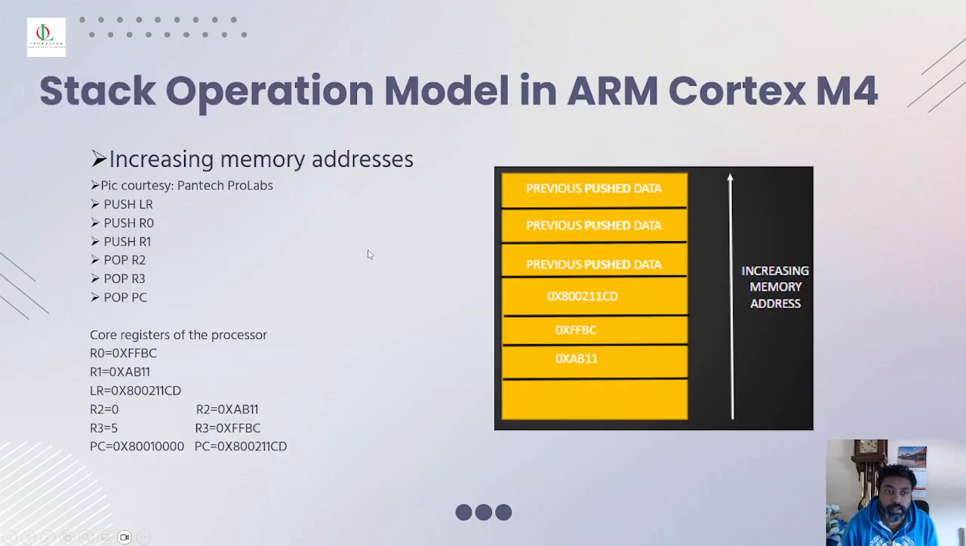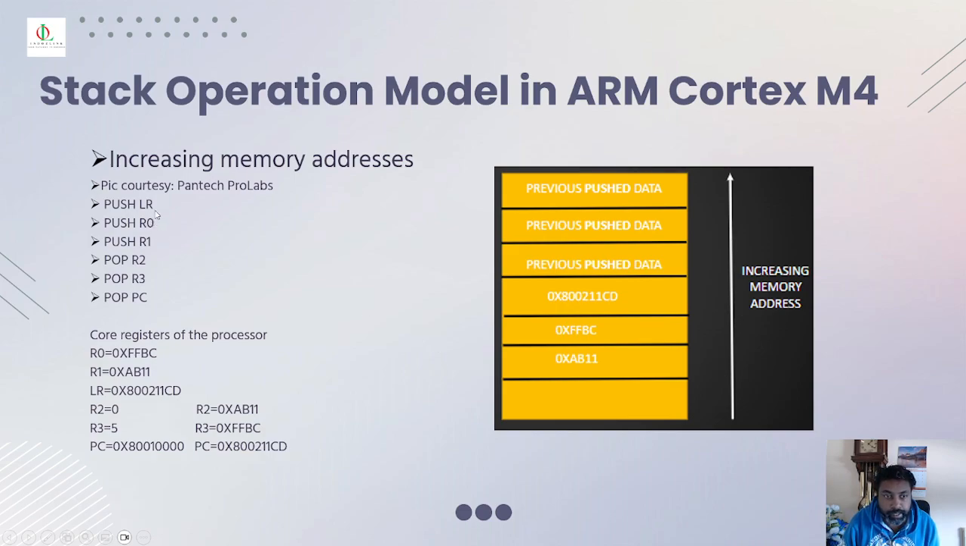Now let's understand the operation model of ARM Cortex M4 through this small stack level diagram. Picture courtesy of Pantech Pro Labs, they explained it really well, and I thought I would use that and explain it to you. It's always about the increasing memory address, as by default the operation mode is full ascending, but in the Cortex M4 series it's full descending. So this is what happens.